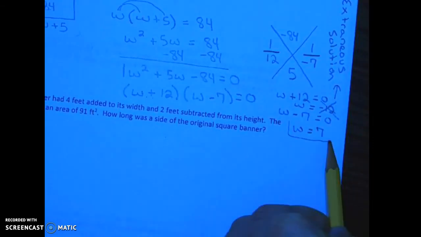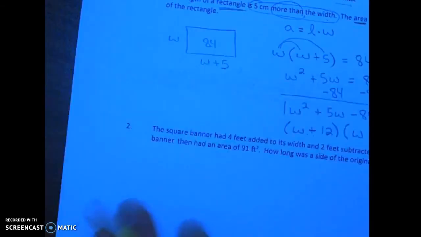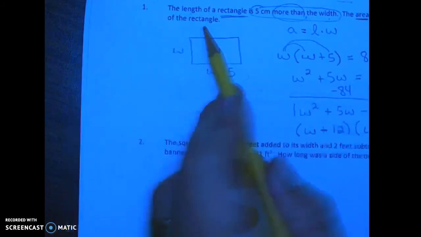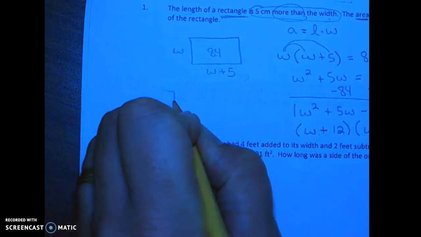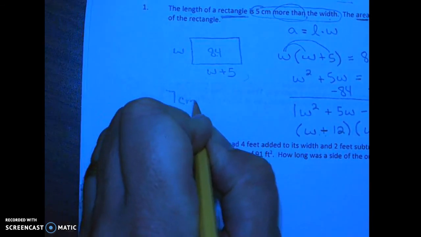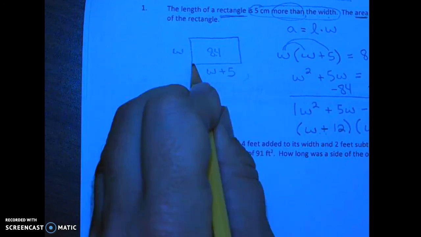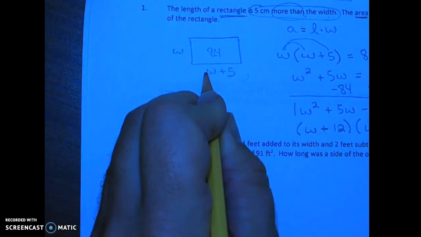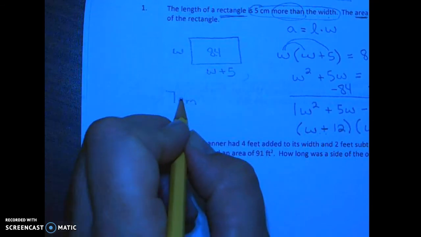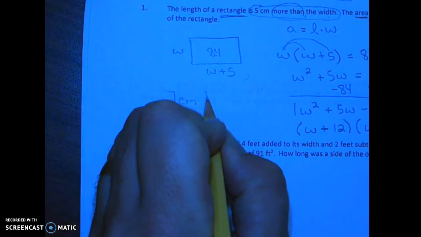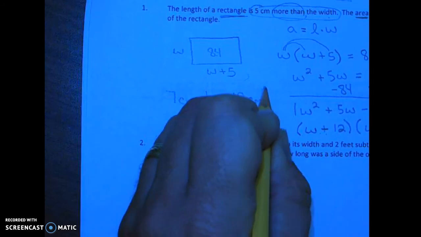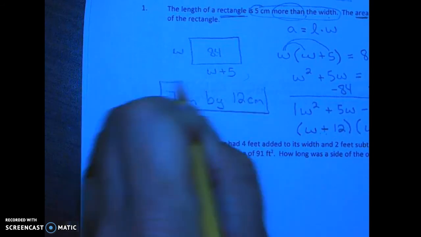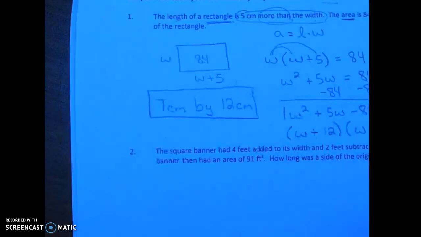But we found a width that does work right here, a width of 7. So it says find the dimensions of the rectangle. So we know our width is 7. Don't forget your units, so it's in centimeters. And then the length is going to be 5 more than 7, so that would be 12. So 7 centimeters by 12 centimeters. And there's your answer.